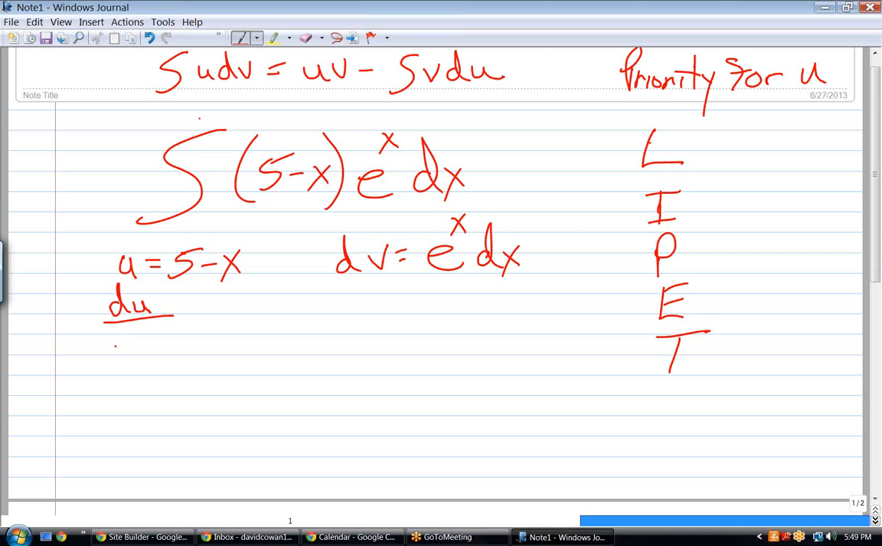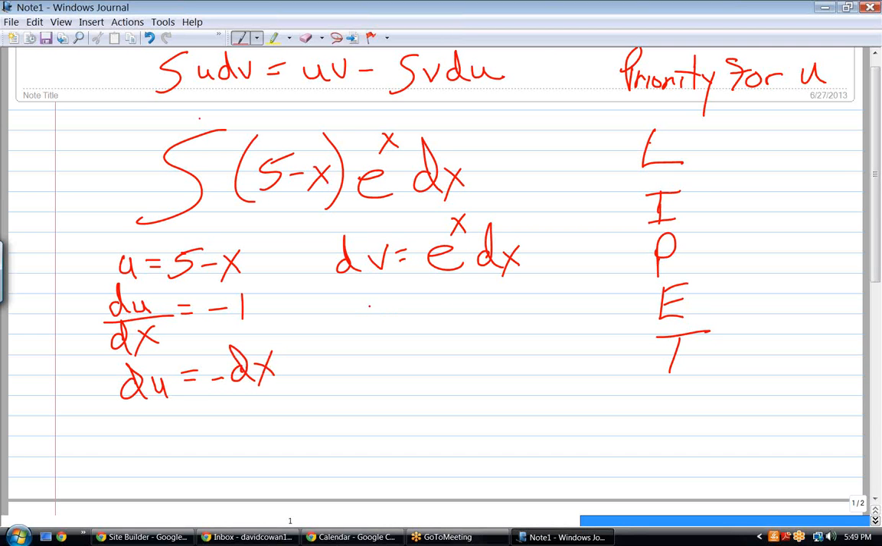Differentiate the left to get du dx. Apply the power rule to differentiate both of these terms. So that would be negative 1 is du dx, which means du is negative dx.